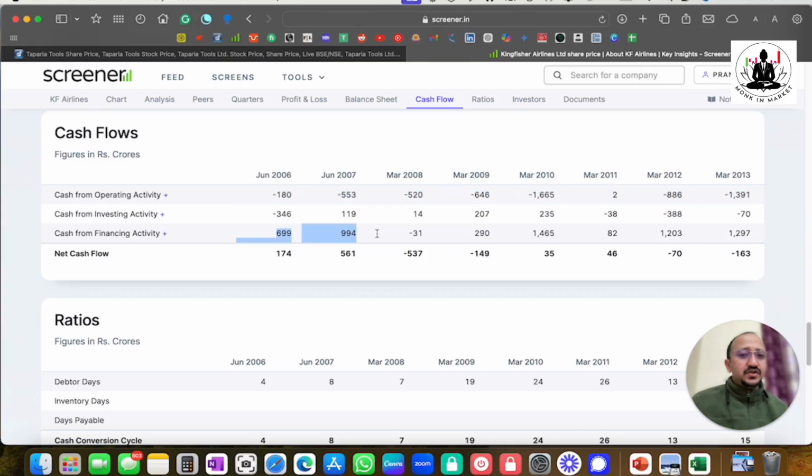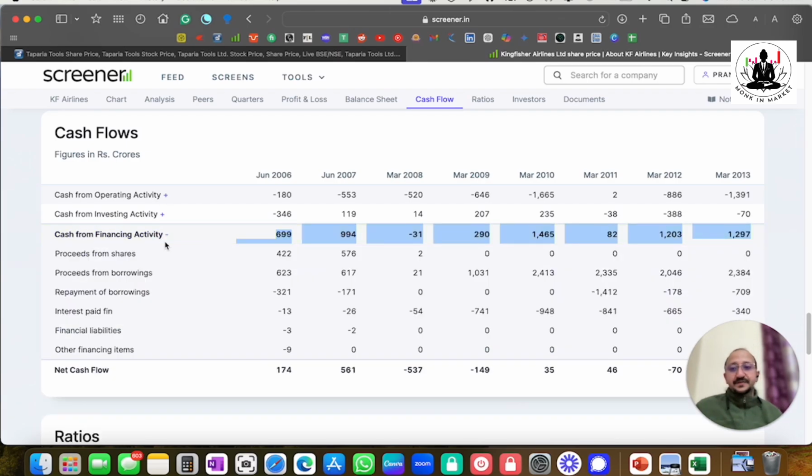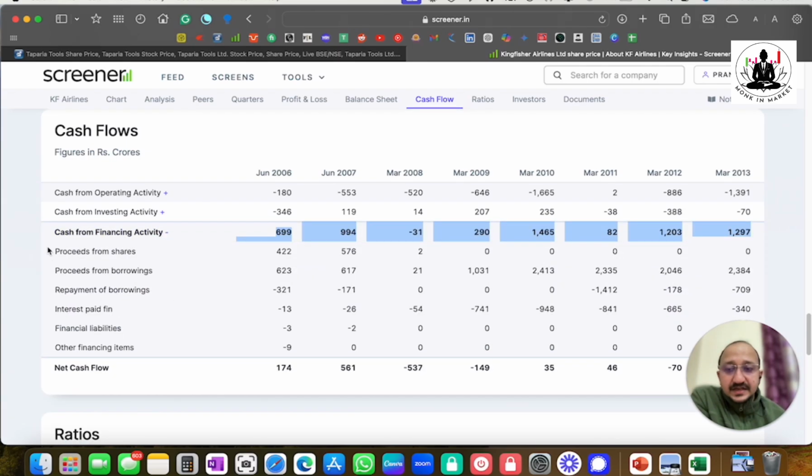Financing activity. It is throughout positive and it is increasingly positive. I mean, it started from this and this and this and this and it was increasing. It means the company is taking more and more money. Now let's expand it. Are there any dividends written over here? No dividends. So it means the company has not paid any dividend.